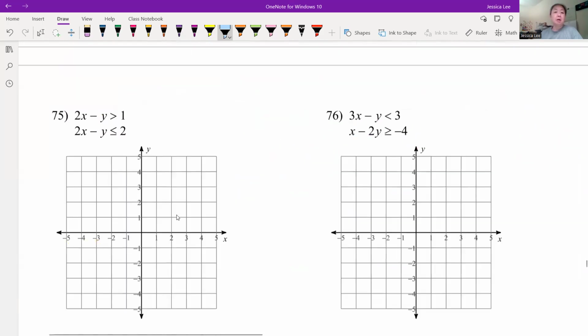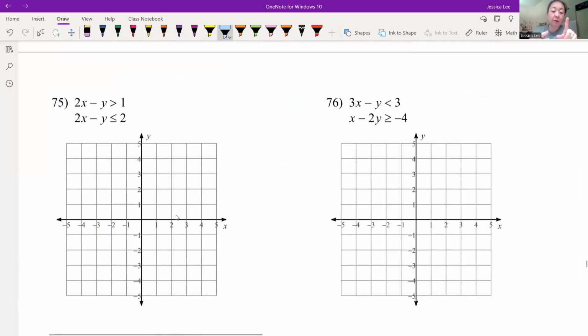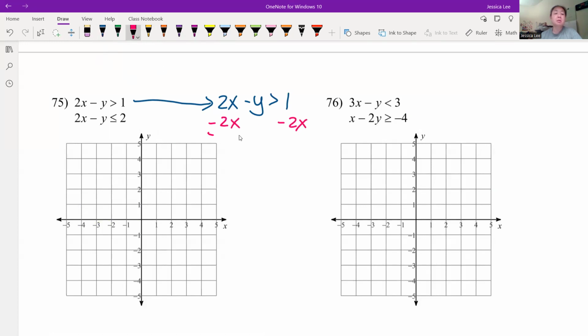All right. Okay, these are our last two for day 3. We got this. We can do it. All right, so for the first one, we have 2x minus y is greater than 1. So we're going to subtract 2x on both sides. And we have negative y is greater than negative 2x plus 1. And we're going to divide by negative 1. Everything divide by negative 1.